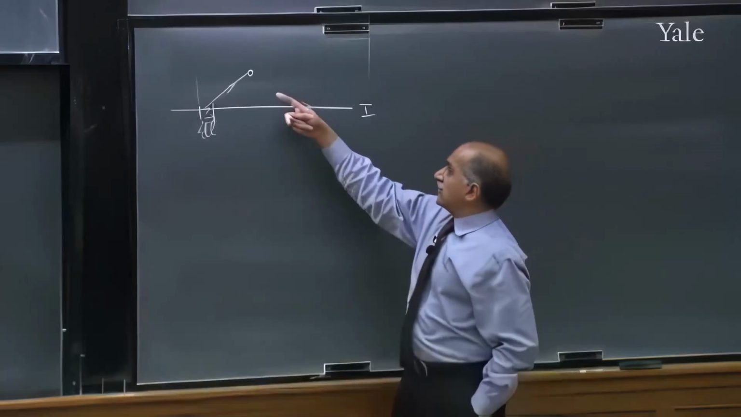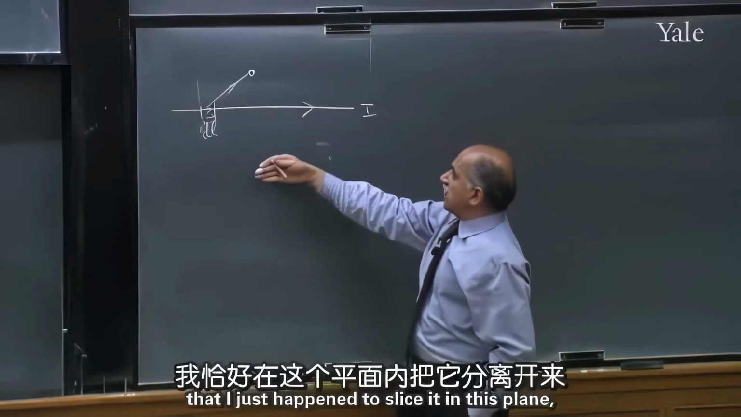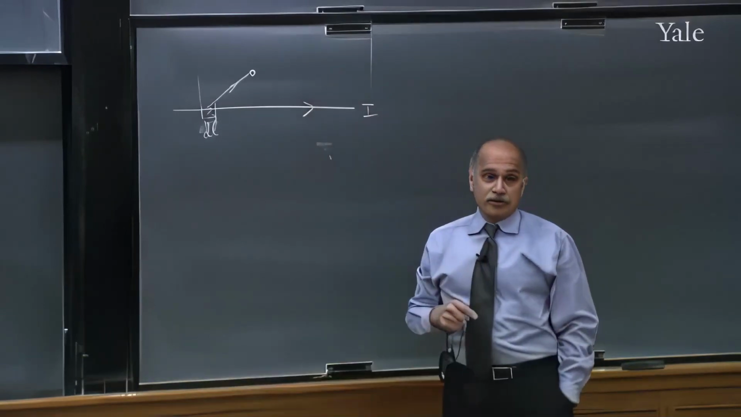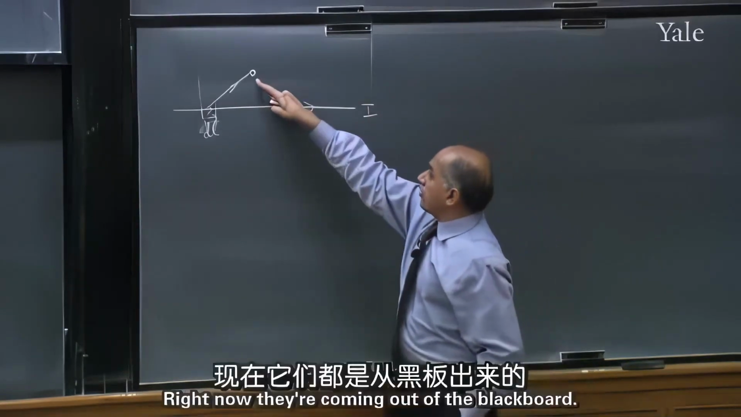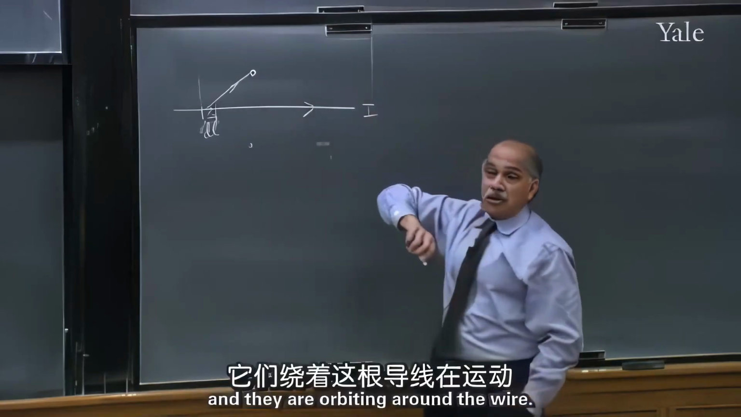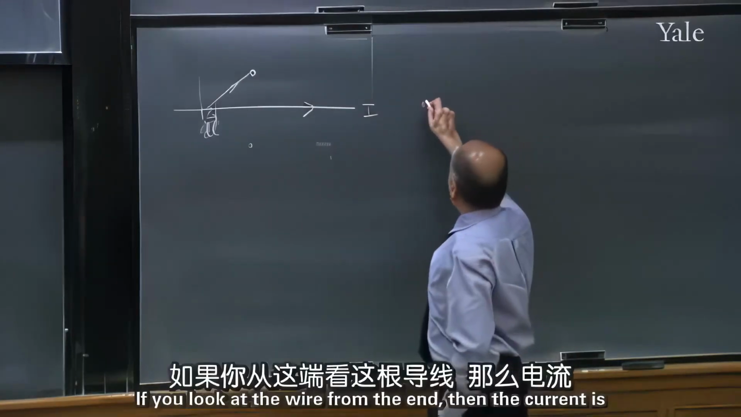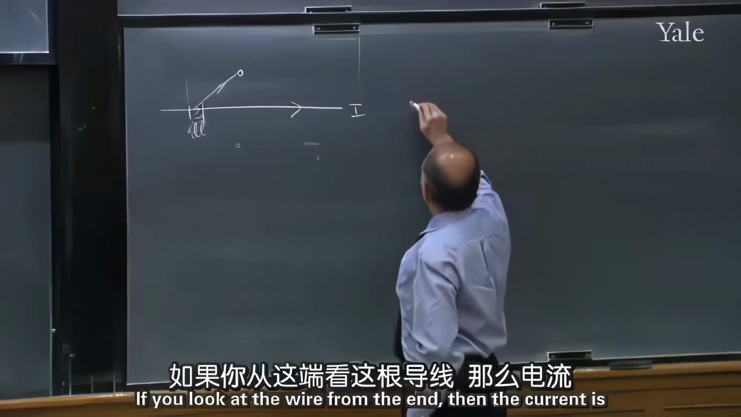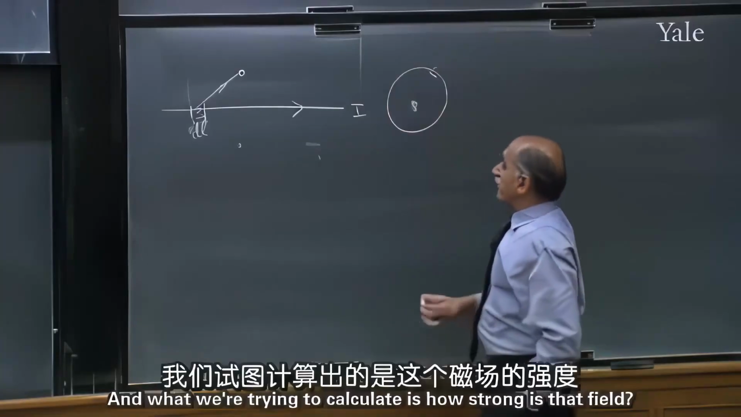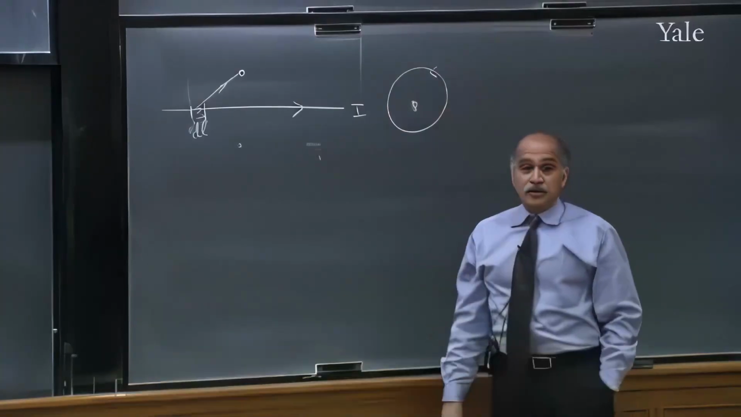So what you can imagine is that I just happen to slice it in this plane, but the real picture is the field lines will go around the wire. Right now, if they're coming out of the blackboard, down here they're going into the blackboard and they're orbiting around the wire. If you look at the wire from the end, then if the current is coming towards you, the field lines will look like this. And what we're trying to calculate is how strong is that field.